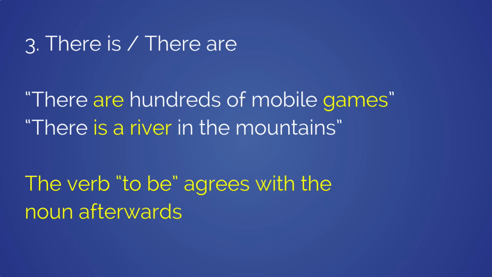Phrases beginning there is and there are can cause some confusion because here we look for the noun after the verb, unlike in all other cases. Once you know this, it's fairly straightforward. So for example, there are hundreds of mobile games. Games is plural, so the verb takes the plural form. Or there is a river in the mountains. River is a singular noun, so is the singular form of to be.